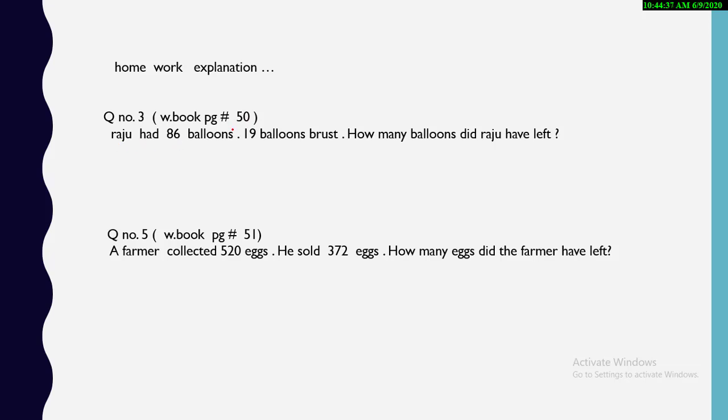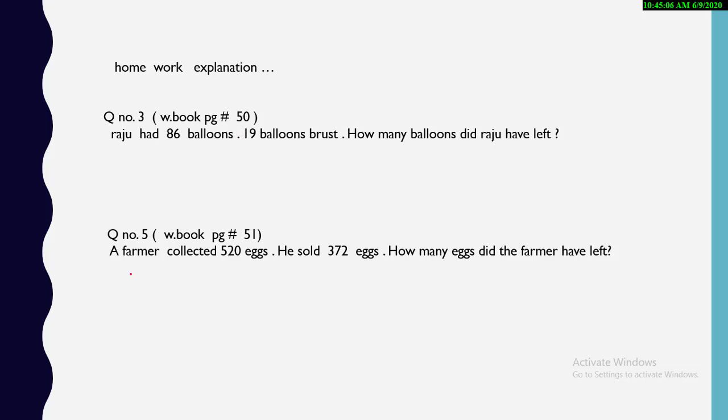Raju had 86 balloons and 19 balloons burst. Okay, how many balloons burst? How many balloons did Raju have left? Okay, he has a total of balloons, and these are the balloons that burst. So how many balloons does he have left? So what are we going to do in this word problem? Just tell me. Do tell me in the comment box whether you solved these word problems by yourself or not.